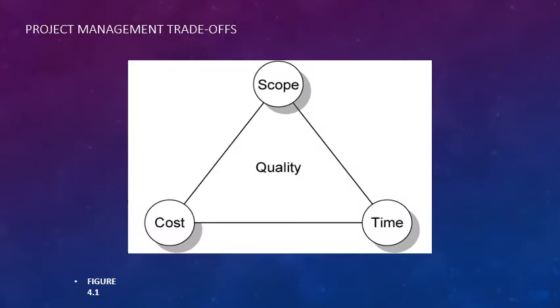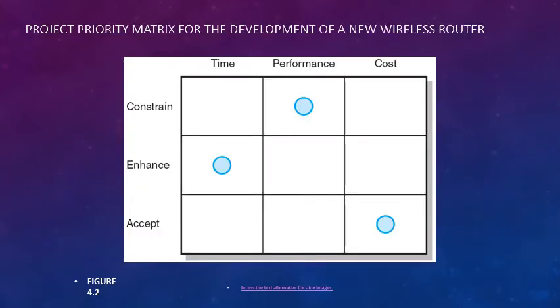So here's this triangle we talked about. Project priority matrix for the development of a new wireless router is what they did here. So here's where the priorities are on things that can and can't move in terms of time, performance, and cost.